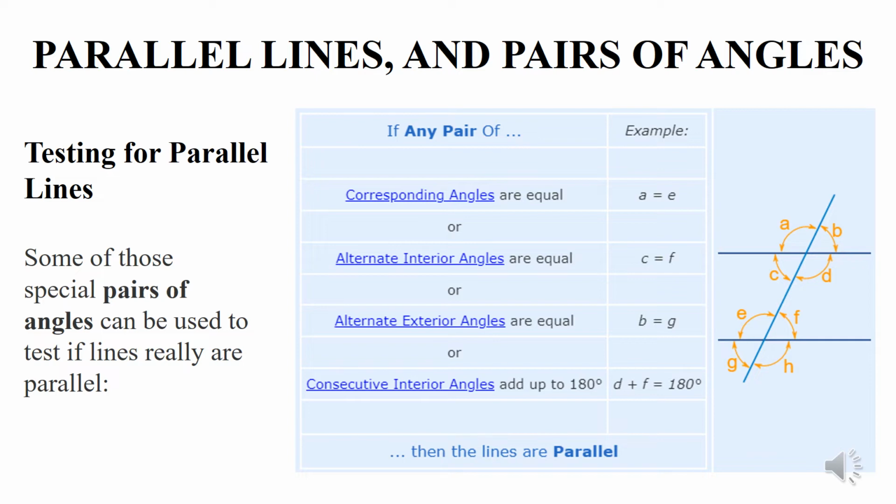Testing for parallel lines. Some of those special pairs of angles can be used to test if lines really are parallel. If any pair of corresponding angles are equal, A equals E, or alternate interior angles are equal, C equals F, or alternate exterior angles are equal, B equals G, or consecutive interior angles add up to 180 degrees, D plus F equals 180 degrees, then the lines are parallel.